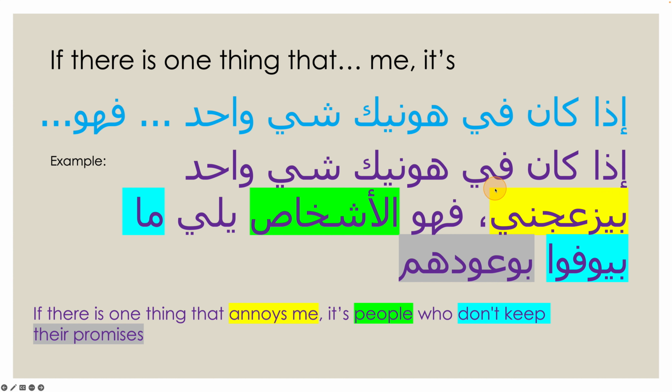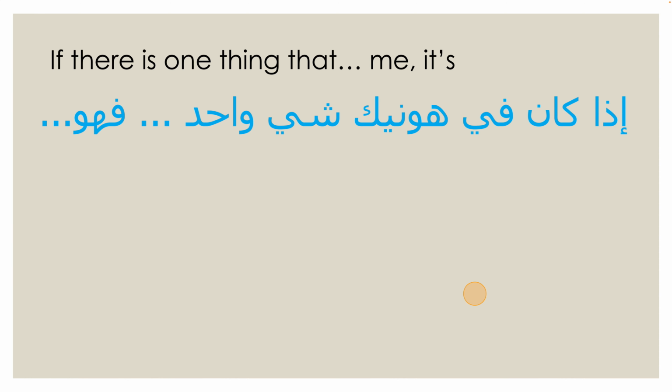إذا كان في هونيك شي واحد بيزعجني فهو الأشخاص يلي ما بيوفوا بوعودهم. So hopefully this example highlights the use of this phrase. I know the previous example was a little bit longer. However, I've got you a shorter example.